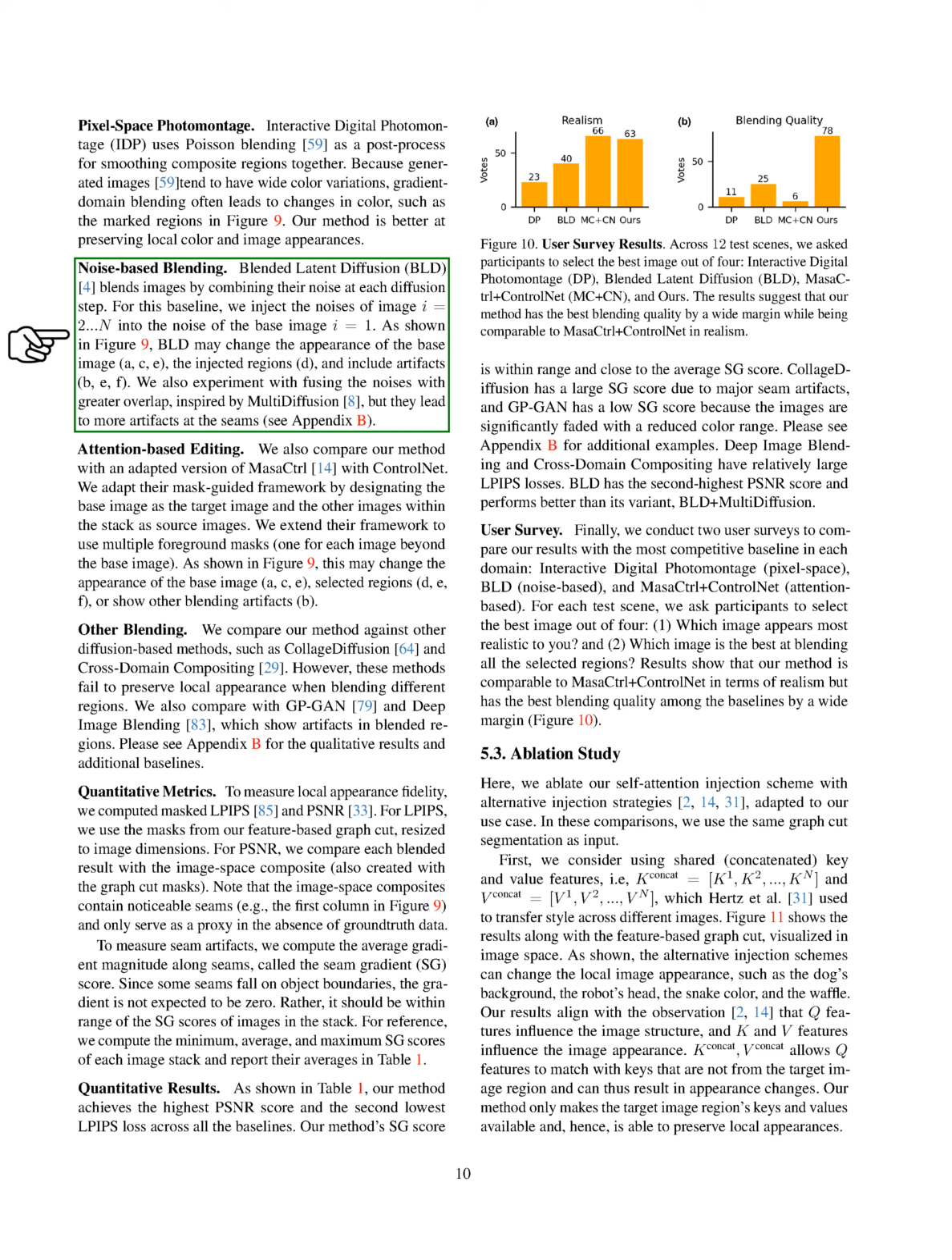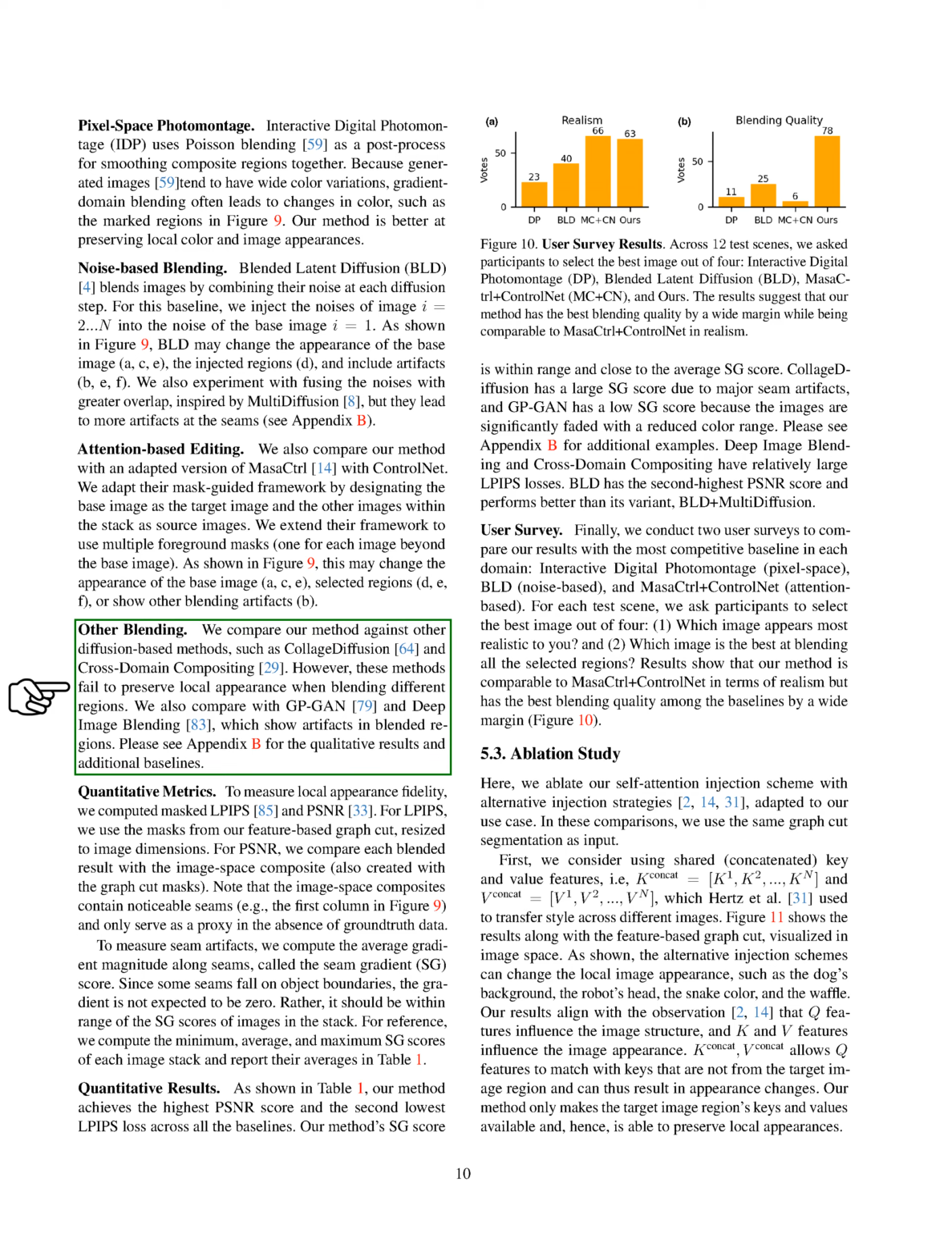We compare our method with an adapted version of MasaCtrl using ControlNet, where we designate the base image as the target and the others as sources. This adaptation can also alter the base image's appearance and introduce blending artifacts. We further compare against other diffusion-based methods like Collage Diffusion and cross-domain compositing, which struggle to maintain local appearance during blending.